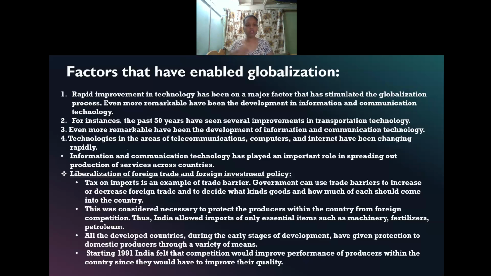If we go even further, we will see a remarkable development in information and communication technology also. In recent years, telecommunications, computers, and the internet have been changing rapidly. Telecommunication, including telegraph, telephone, mobile phone, and fax, is used to contact one person from another around the world and to access information very quickly.